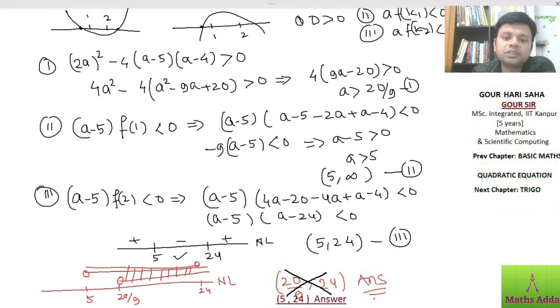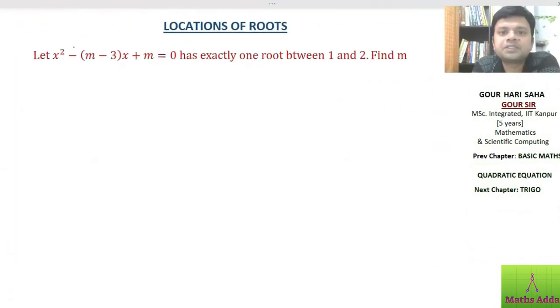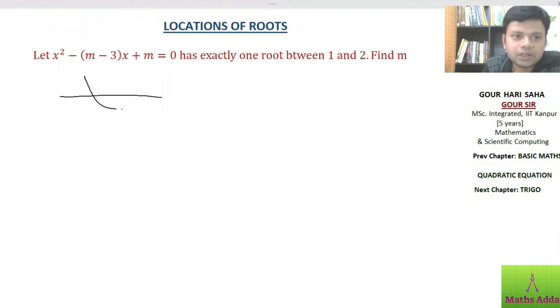Correct? So we solved one question of location of roots where there were two real numbers to fix the position of roots, right? Let's take one more example so that if you see more questions, it will help you more. So this equation has exactly one root between 1 and 2. Then we are supposed to find the values of m, where m is real. So the graph will be like this. This is kind of this one.